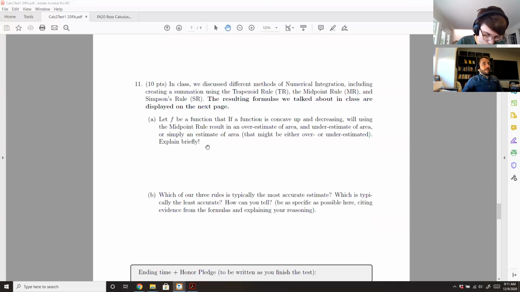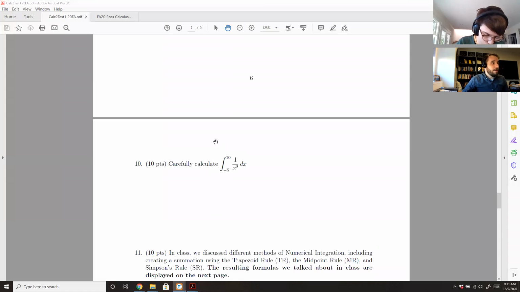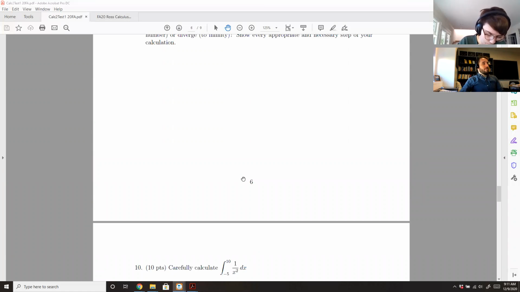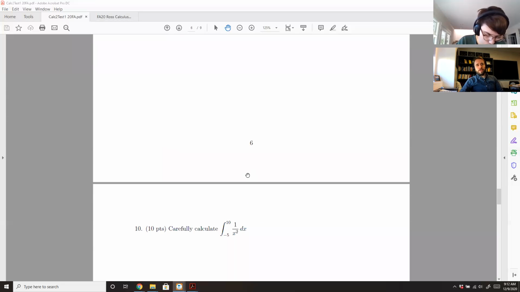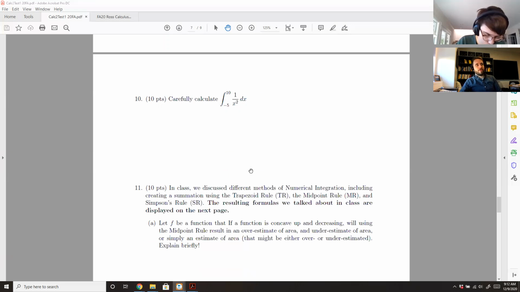Keeping an eye on the time, we only have a few minutes left. I want to primarily focus on, we have 3 problems left. 2 of them are on improper integrals. 1 of them is on numerical approximation. I want to talk about the improper integral problem. And specifically, between problems 9 and 10, I want to talk about problem 10 as one that I saw a lot of people struggle with on the test itself.